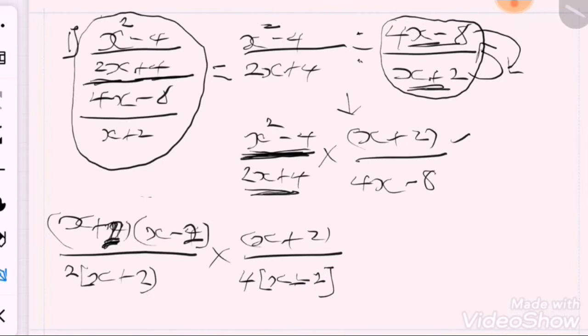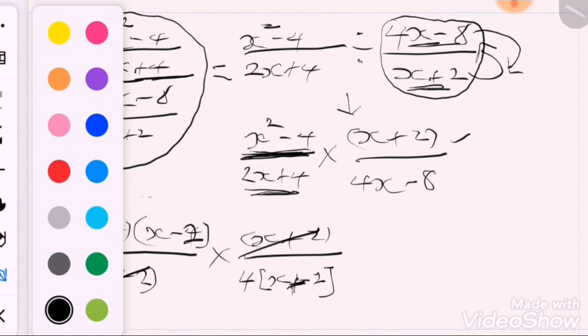I close the bracket. So let's see if we can cancel out terms. Do you see that this x plus 2 and the x plus 2 here can be struck out? All right, again, x plus 2 here. Sorry, it's not plus, it's minus, sorry.